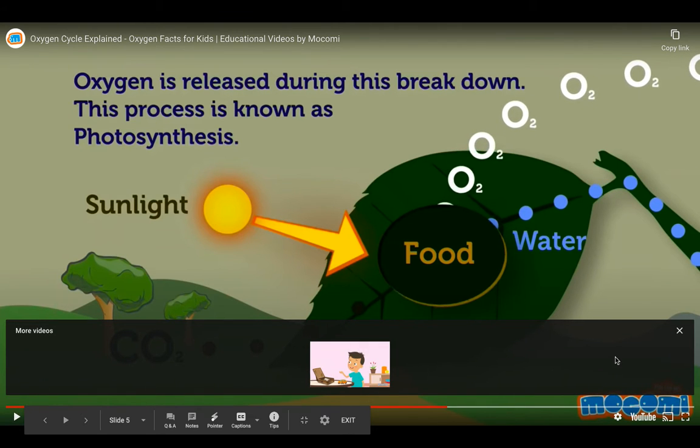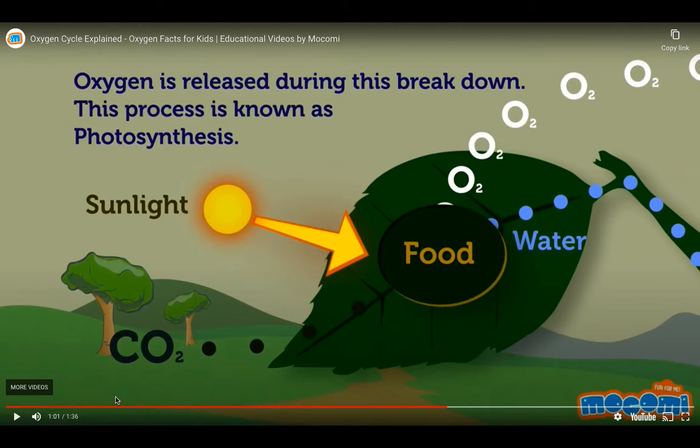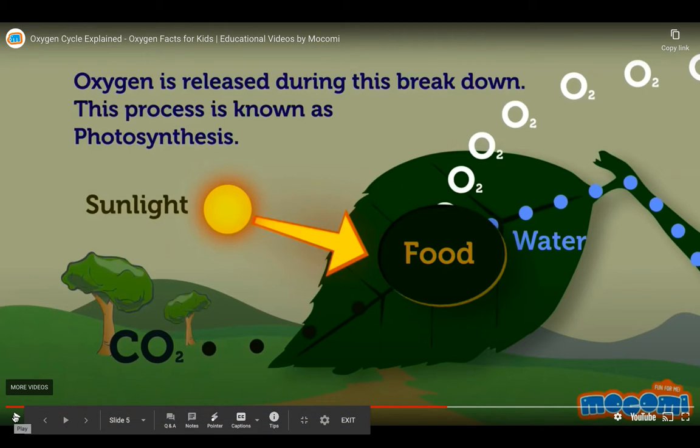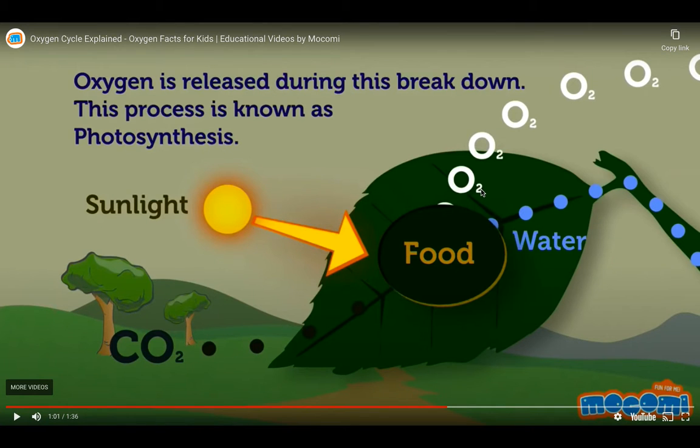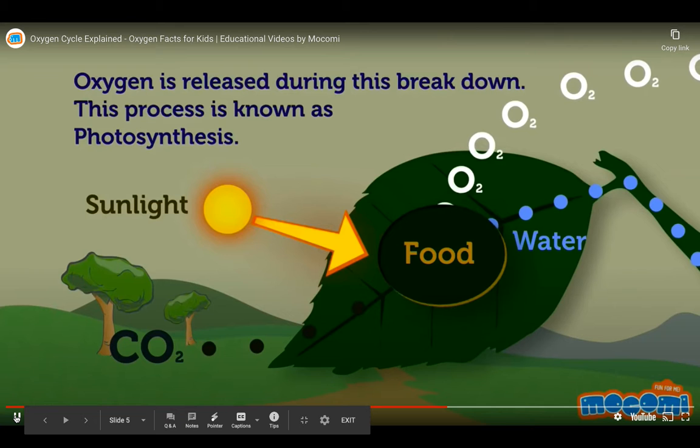So please note in this area, and they did show it before in the video as well, when we breathe in oxygen, which is O2, we release carbon dioxide, which is the CO2. Plants and leaves are exactly the opposite. They take in the carbon dioxide, the CO2, and they mix it with their food and sunlight, and they release oxygen. So oxygen is actually being released from plants and trees, and carbon dioxide is being released from humans and animals.